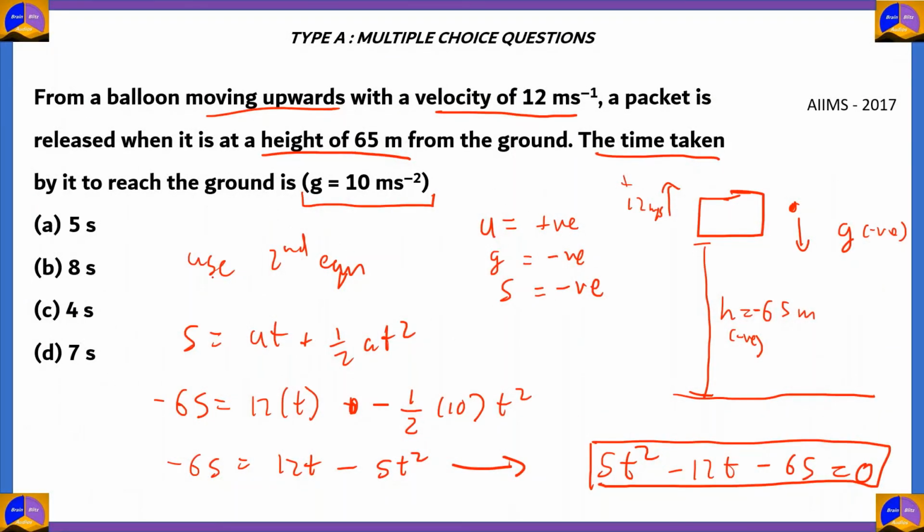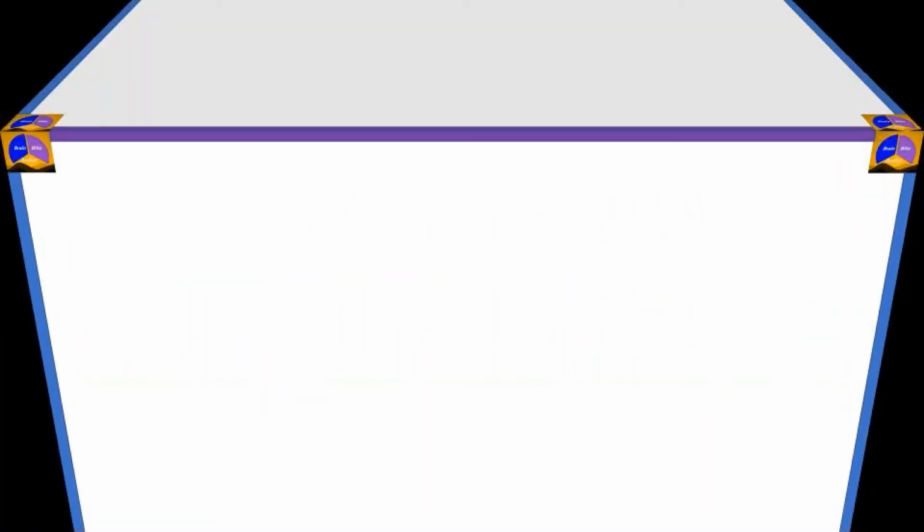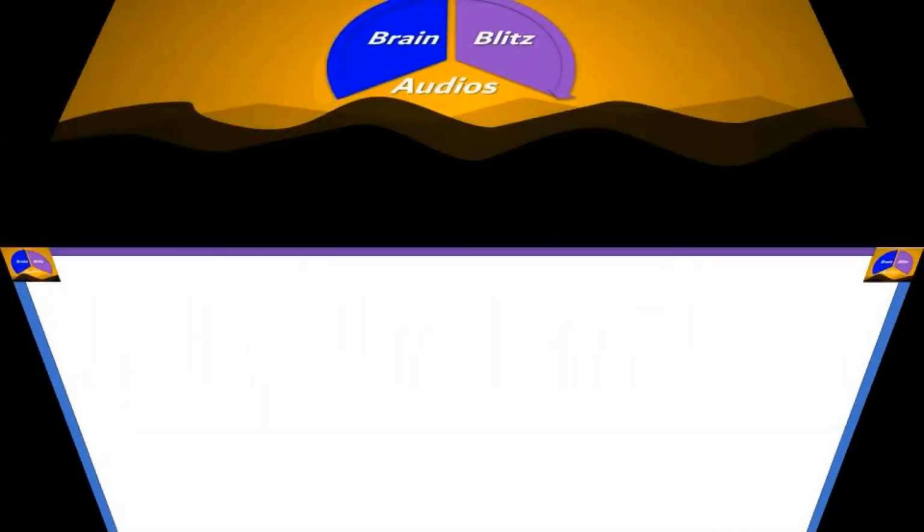And which of these options gives you the answer as 5 seconds? Option A. So after calculating our answer using the second equation of motion, appropriate signs, and the quadratic formula, we got the time taken by an object dropped from a balloon to reach the ground as 5 seconds for the given scenario. And that concludes this episode of NEET preparation.